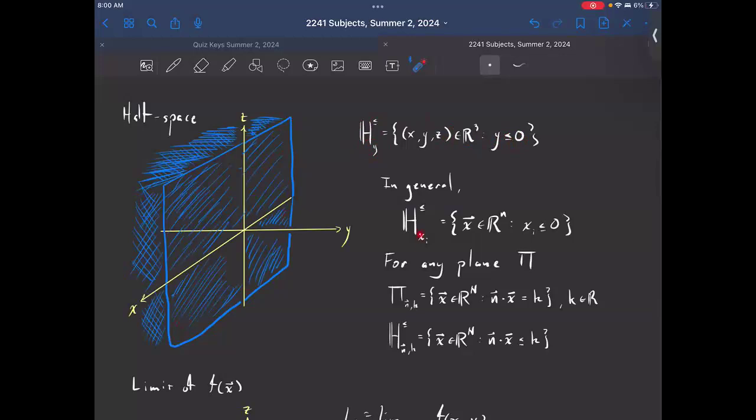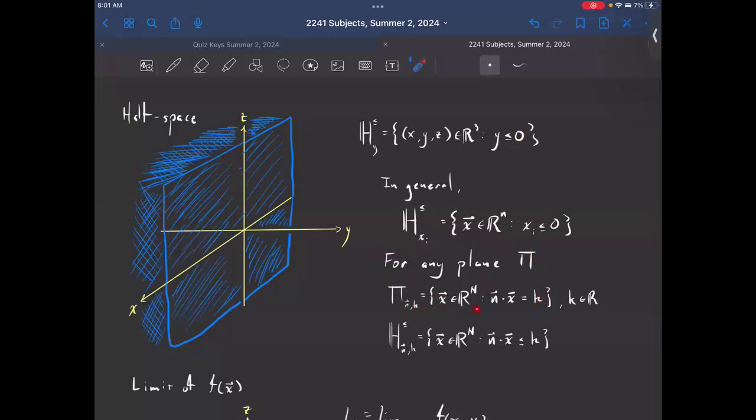And in general, you pick a variable x_i, and you say, all right, I want that variable to be less than or equal to 0, or maybe greater than or equal to 0. You can also choose less than or equal to some other number here, and that would give you a different half space. The other thing that you can do is you can have half spaces at weird orientations. So you pick a plane, pi, with some normal vector n and some displacement k from the origin.